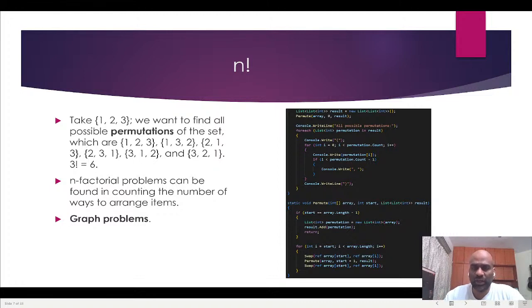So whenever you find a tree traversal, you can call it 2 power n. Whenever you find a graph problem, you can call it n factorial. Basically any subset you want to build is a 2 power n exponential problem. Any permutation you want to build is a factorial problem. That's all you want to remember.